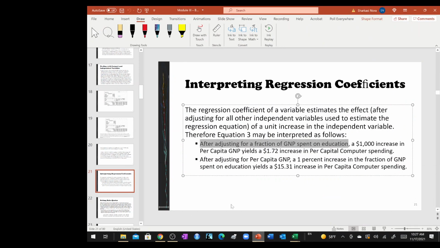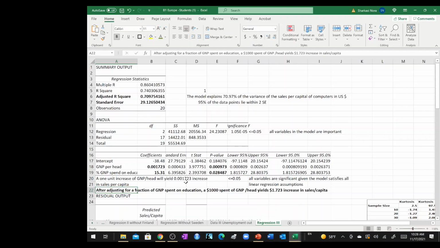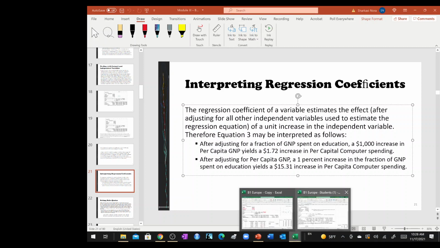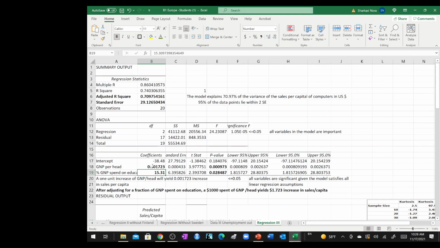So let's take a look. After adjusting for per capita GNP, a 1% increase in the fraction of GNP spent on education yields $15.31. So this is, in fact, $15.31. So this is natural as $15.31, not like the other one. The other one was a little bit unnatural, and this is how we deal with it.